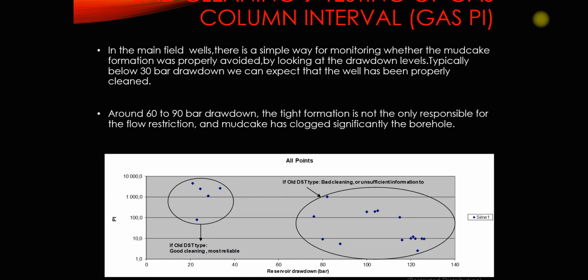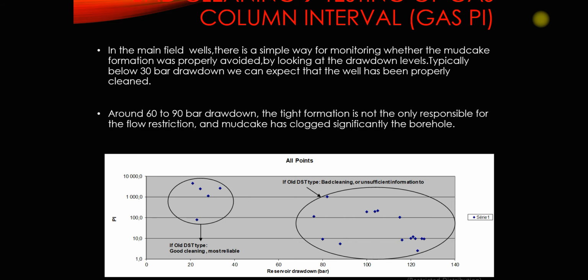And look at different things. We will look mostly at the gas PI within this gas column interval. And for these tests in the gas column had bad cleaning. So the game here is to try to discriminate between tests that are valid and the tests that are not valid, based on how good was the cleaning of the well.